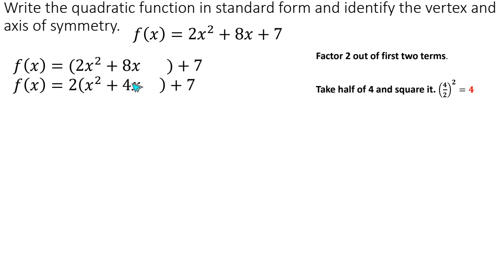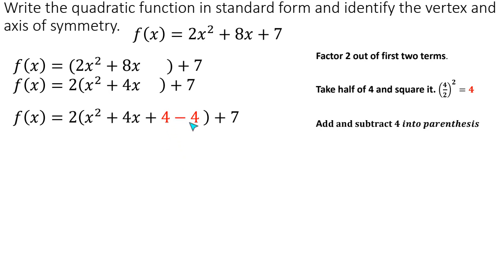Now we're going to take half of 4. So half of 4 is 4 divided by 2, which is 2. And then we're going to square it. So half of 4 is 2, and then 2 squared is going to be 4. So that number that we get, we're going to add and subtract inside that parentheses. But then we want to get rid of this negative 4 from the parentheses.